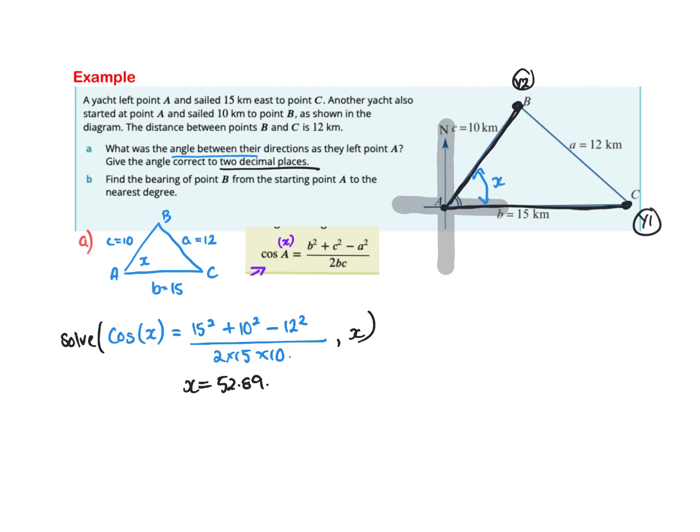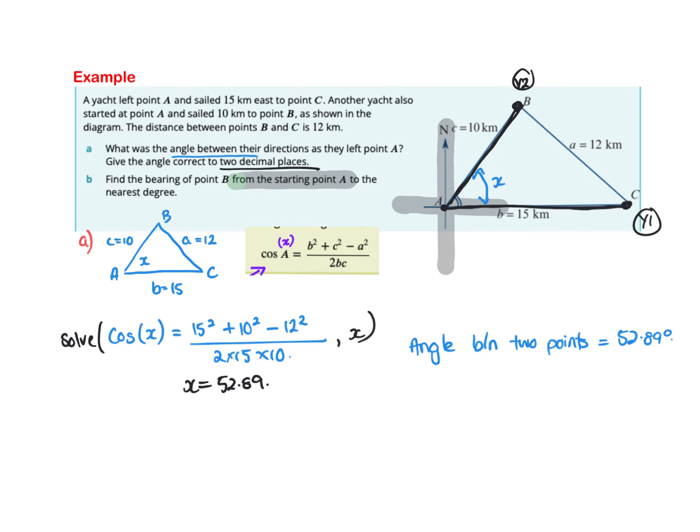So we should probably just answer the question. We'll say the angle between the 2 points equals 52.89 degrees.